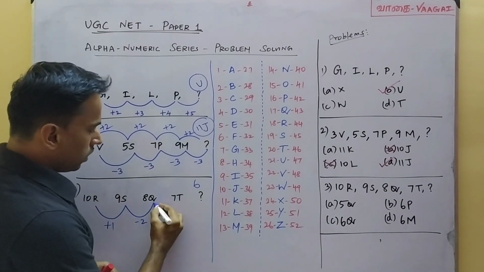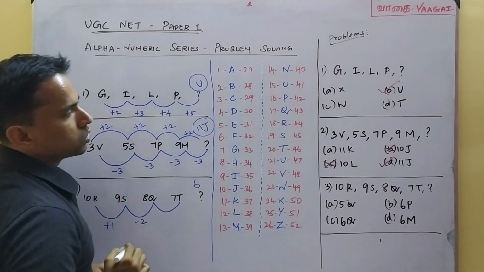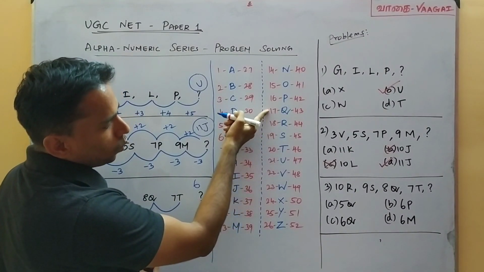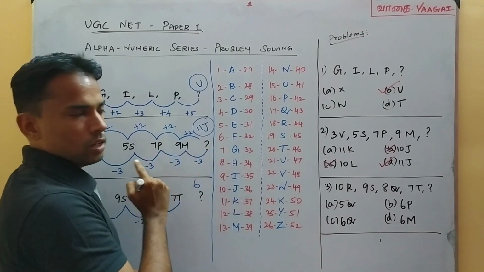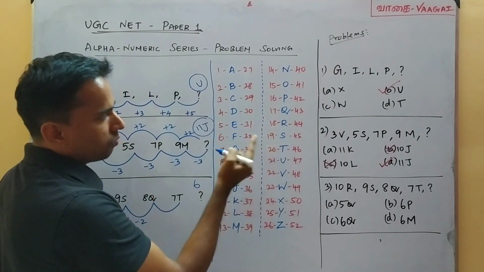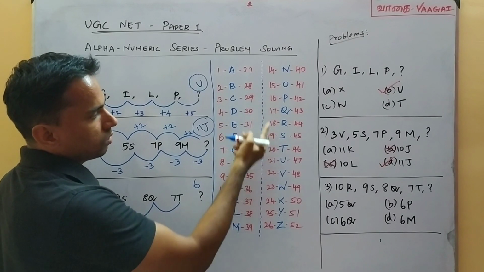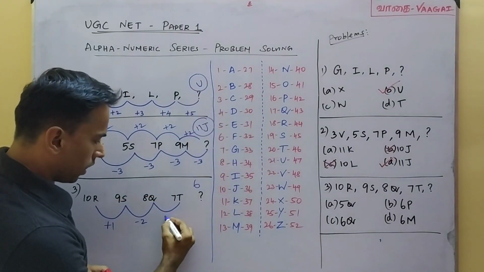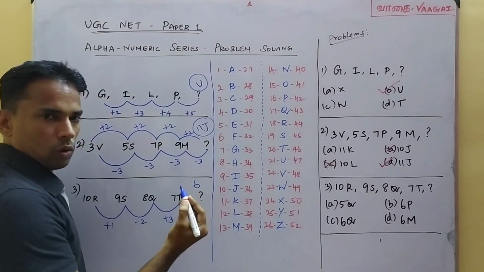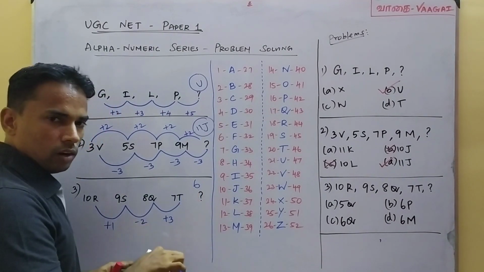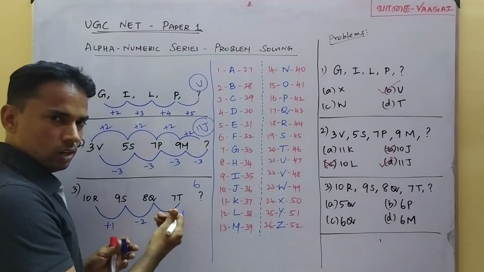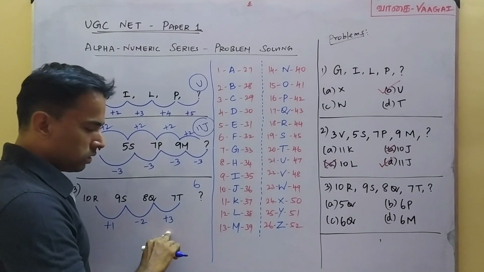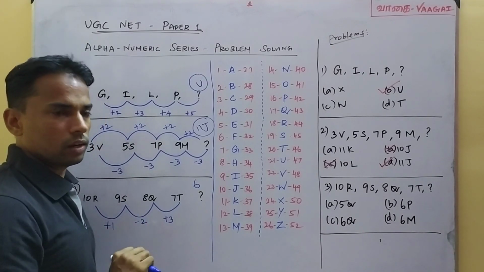Let's continue. Next they are moving Q to T. Q is at 17 and T is at the 20th position. So they are moving forward again. 17 to 20 is 3 positions in the forward direction. So again it would be +3. Be careful: if it is forward, I am using plus, and if it is reverse, I am using minus. So if you see +1, -2, +3, they are using plus and minus in alternate terms.